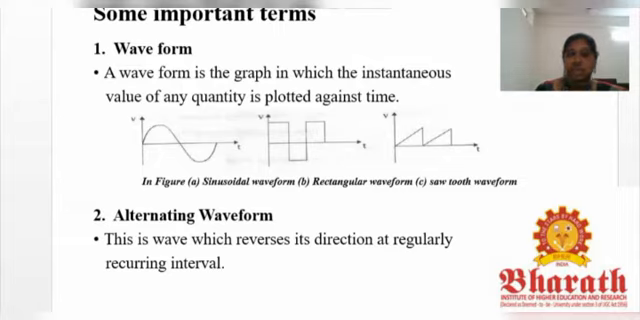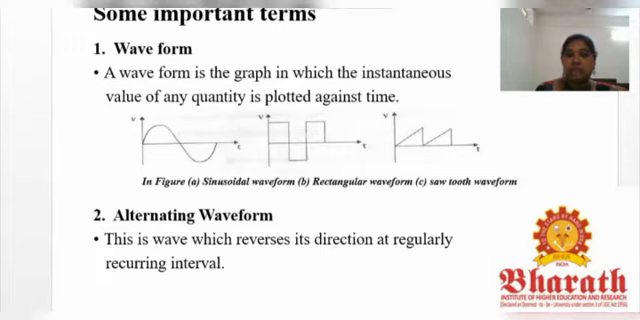Any instantaneous value which is plotted with respect to time, we call a waveform. In the same way, in the x-axis you take time, which is the same for all AC quantities. In the y-axis I have taken the voltage here. In the graph, the first one is a sinusoidal waveform, a sine waveform. This is a sine wave representation of an AC voltage.